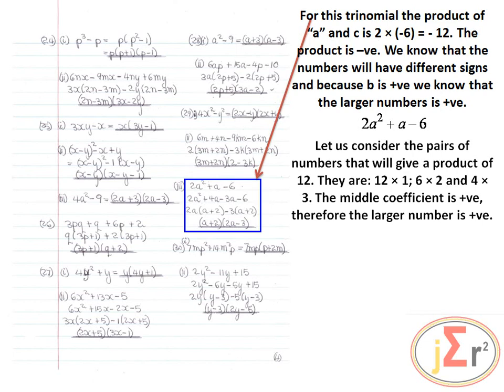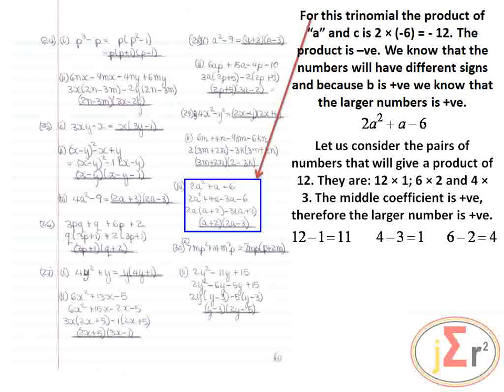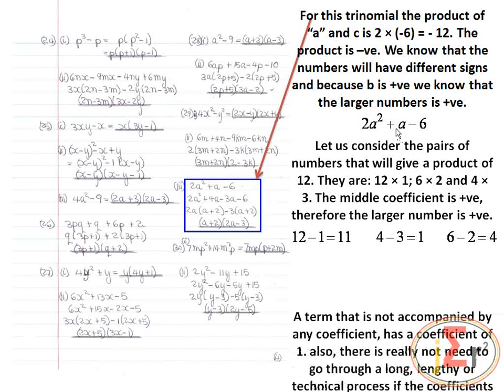The middle coefficient, which is the sum, is positive. The larger one has to be positive. So we will put a positive 12 with a negative 1, a positive 6 with a negative 2, and a positive 4 with a negative 3. And those are all of the results. And which one gives us a coefficient of a positive 1?